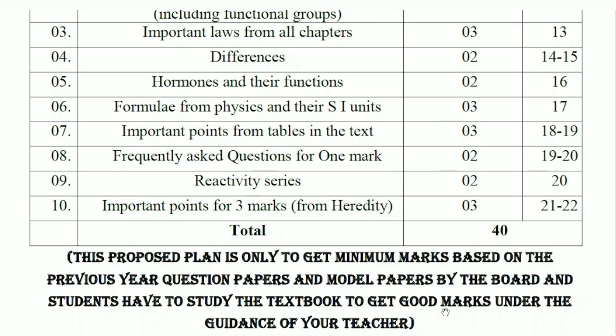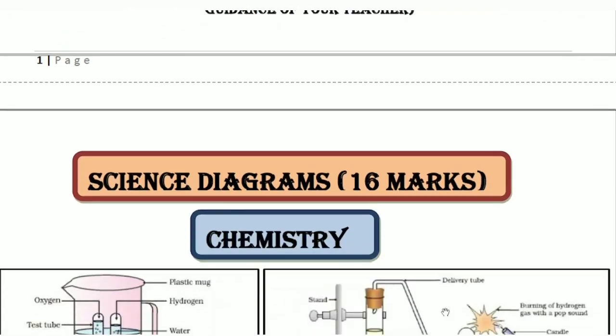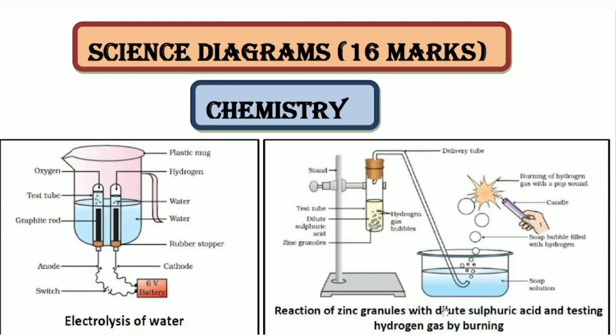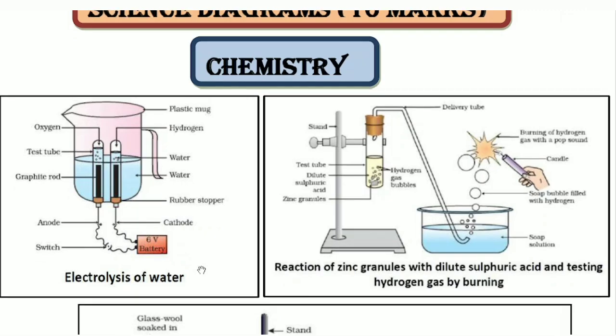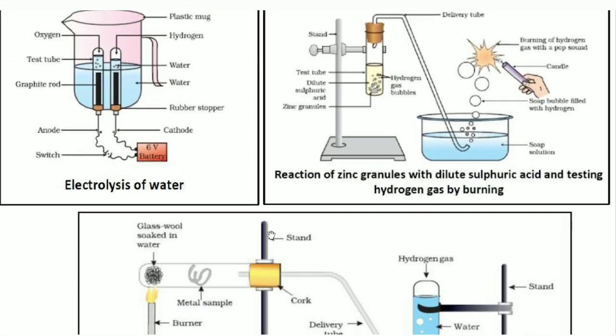Here the first is diagrams, very important, because science diagrams carry 16 marks. From that I have taken chemistry first. See here, electrolysis of water. Diagrams are very easy to draw. Only in biology you will face some difficulty, that's it. But in chemistry and physics, by using a scale and pencil you will draw.